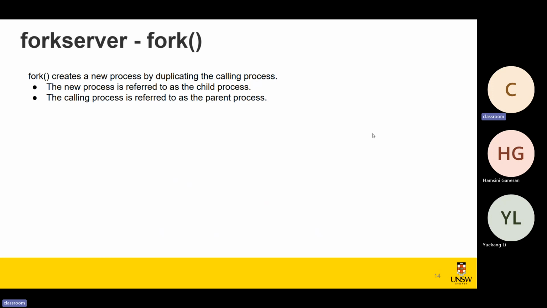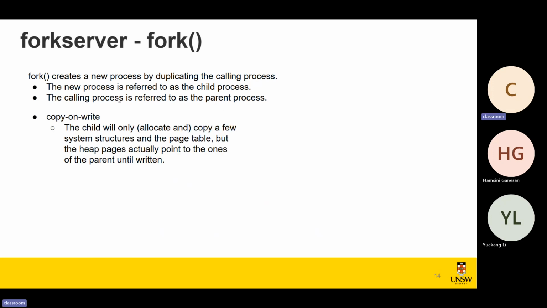So for all the processes in Linux-like systems, for example, macOS is similar. Android is also similar because Android is using the Linux kernel. Every process you are running originally comes from one single process. It's forked, so it's created by duplicating the calling process. The newly created one we call the child process, and the process calling the fork function is known as the parent process.